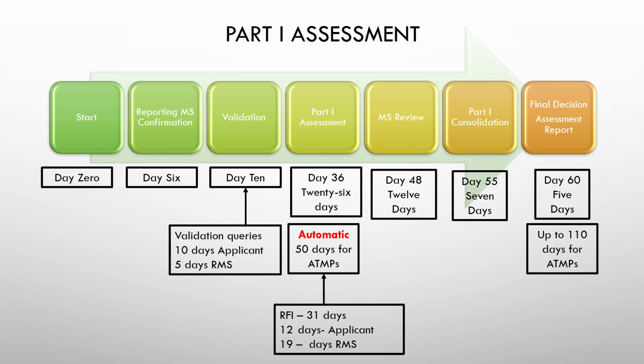And then once Part 1 assessment has been completed, the member state reviews, and that's 12 days. And then you have the consolidation, and that's another 7 days. So in total, without your RFI, it takes 60 days for the actual Part 1 assessment to be completed. With the addition of 50 days for your ATMPs, it's 110 days. And if you have the full 31 days for your RFI, then it's 31 added onto that. So it'd be 60 plus 31, 91 days if it was a normal assessment, and 31 plus 110 is 141 days for ATMP with your RFI.